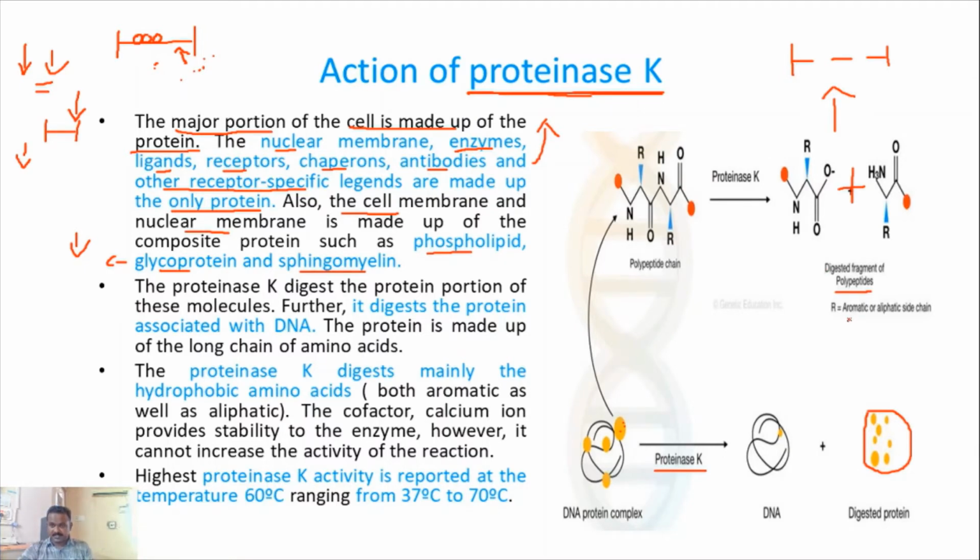However, this proteinase K enzyme also hydrolyzes both aromatic and aliphatic side chains. This is a very important phenomenon I mention here. Okay, this proteinase K digests the protein portion of those molecules. Those molecules mean glycoprotein, sphingomyelin, chaperone, receptor, nuclear membrane, enzymes, receptor binding protein.